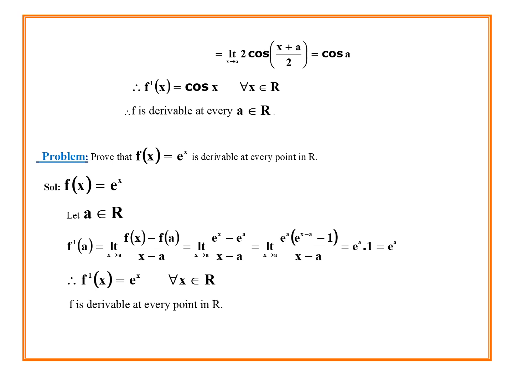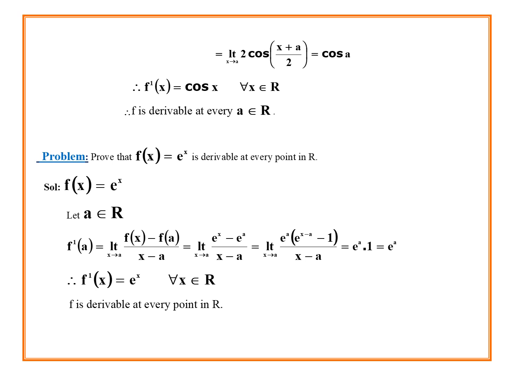Second problem, prove that f of x is equals to e power x, the given function, an exponential function, is derivable at every point in R. Solution: the given function is f of x is equals to e power x. Let a belongs to R. So from the definition of derivability, f dash a is equals to limit x tends to a, f of x minus f of a by x minus a. That is equals to limit x tends to a, e power x minus e power a by x minus a.